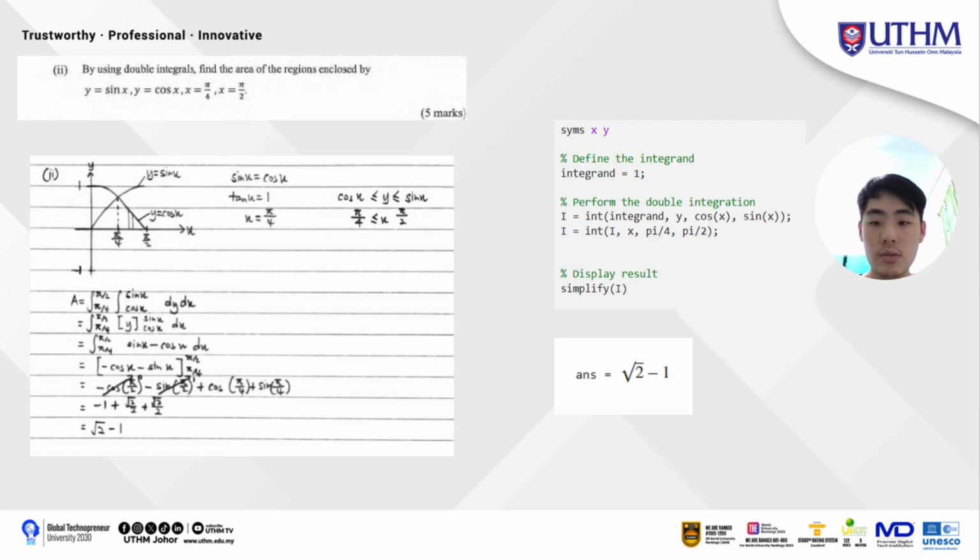For question 1C2, we need to use a double integral to find the area of the region. By converting the x and y inside the graph, we use vertical strip integration to find the area of the region. The interval of y is between cos x to sin x, and the interval of x is between pi over 4 to pi over 2. By using this information and doing the double integral, we can get the answer, which is root 2 minus 1.